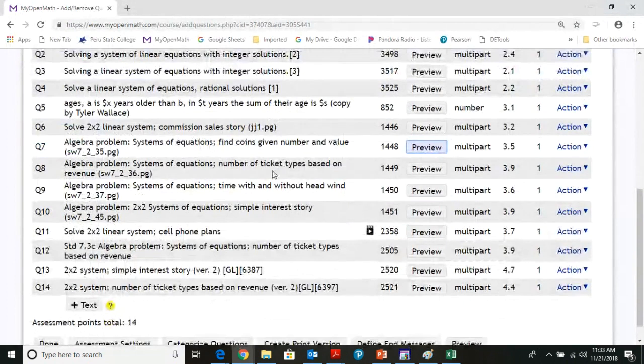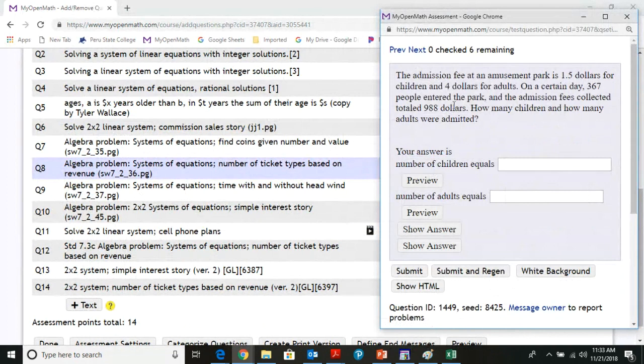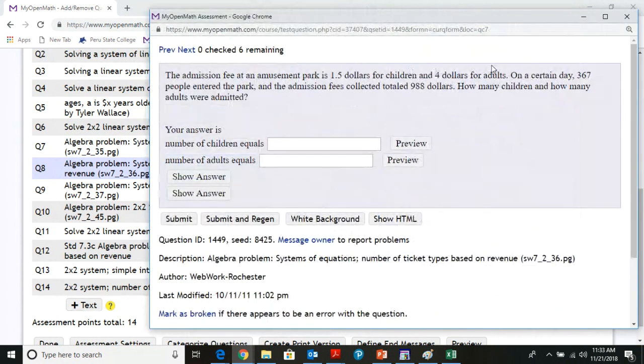We're going to do all of these. This next one is going to be just like that last one, except it's tickets this time. Instead of dimes and quarters, you have children and adults. So children plus adults are going to equal 367. And then 1.5C plus 4A is going to equal 988. So see, it's very similar to the dimes and quarters.